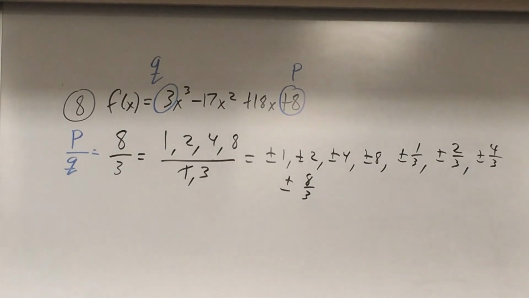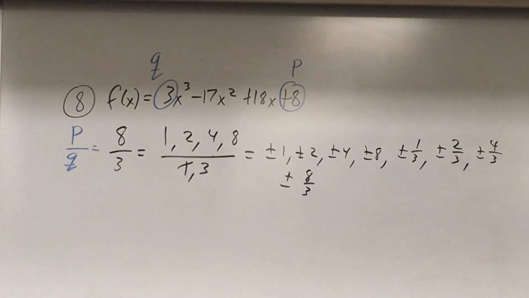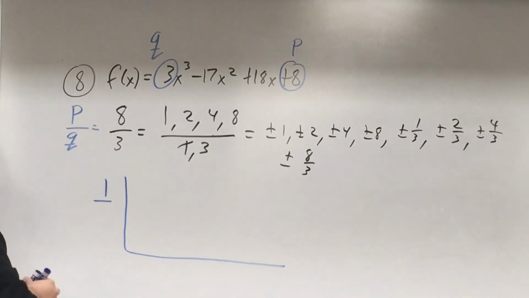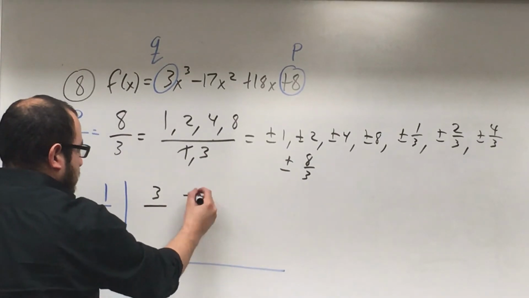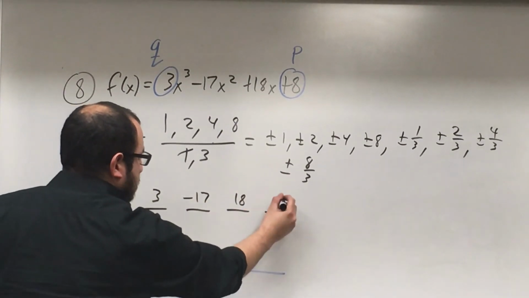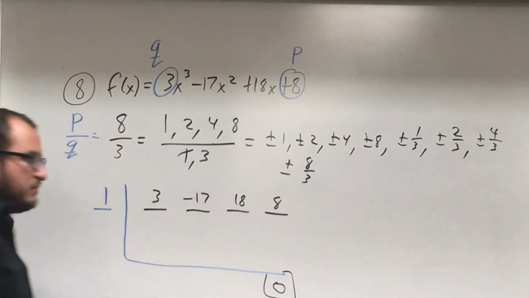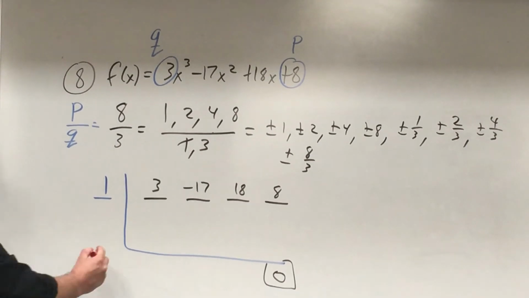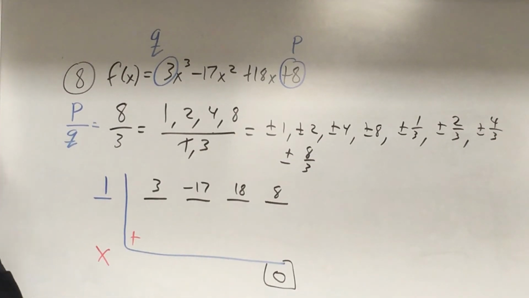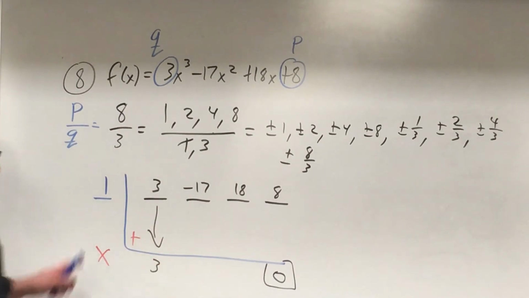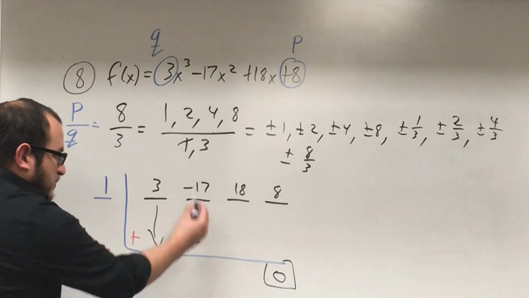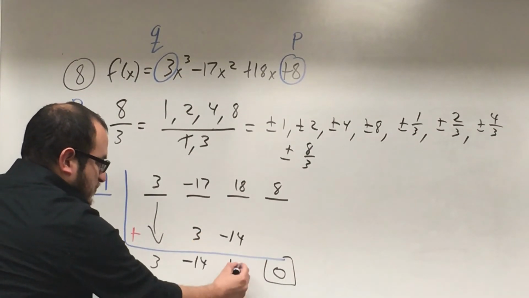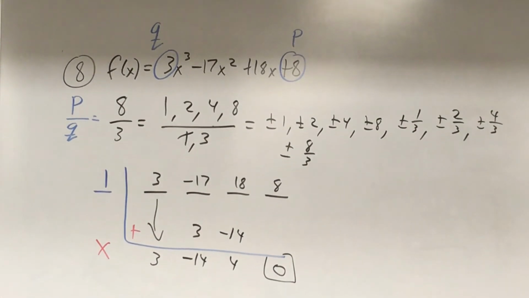All right. So remember, the rule of thumb is go ahead and plug in plus or minus 1. So let's go ahead and do 1. And again, our goal is trying to get 0. If we don't, then we move on to the next number. 1 times 3 is 3. That gives me negative 14. 1 times negative 14 is negative 14. That gives me 4. And what do you know? It doesn't work. Okay, so let's go ahead and try negative 1.